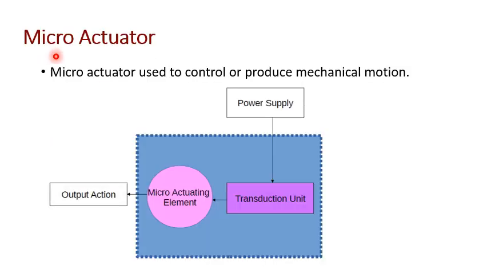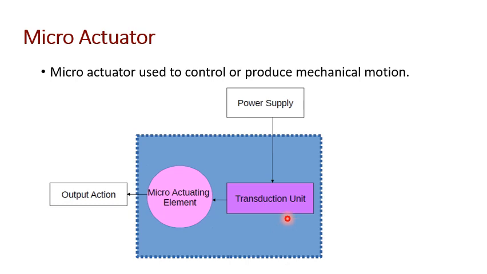Now, a microactuator is one of the core elements of a microelectromechanical system. A microactuator is a device that is used to control or produce some kind of mechanical motion. So this figure shows the block schematic of a microactuator.